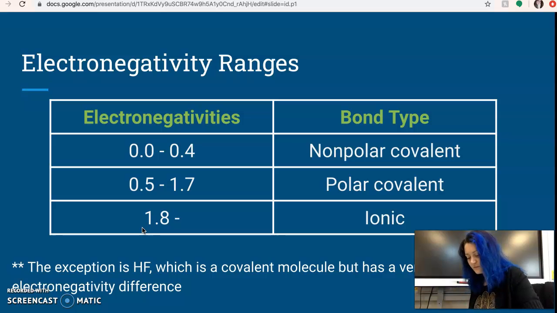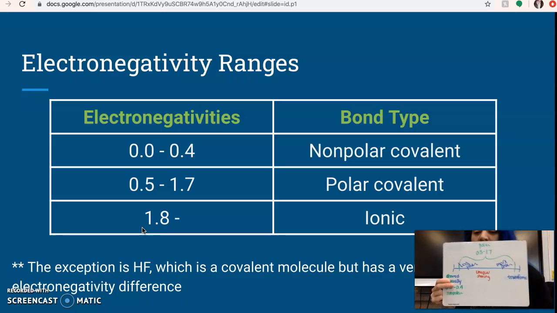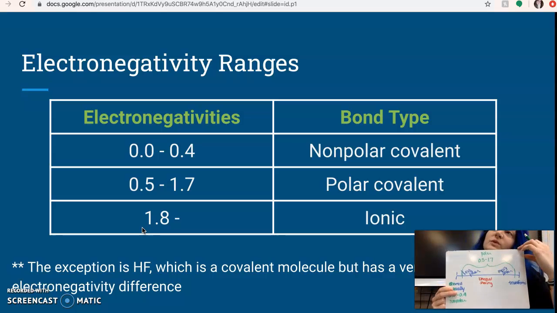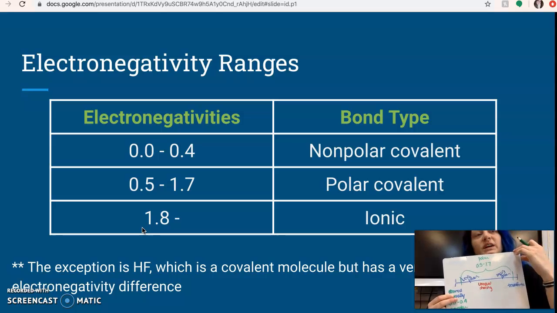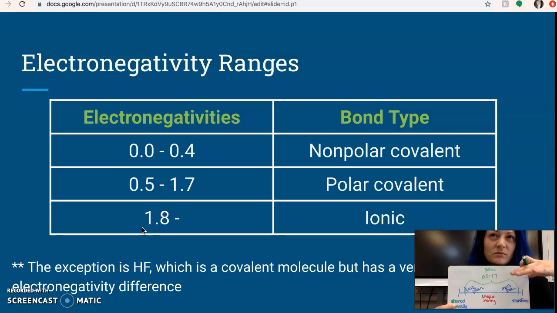All right. If the difference in electronegativity falls somewhere between 0.5 and 1.7, we say that those bonds are polar covalent. So again, if you're looking at my little spectrum here, this middle region of the spectrum, somewhere between purely covalent and purely ionic, is all the polar covalent range, and that's where you have unequal sharing. Somewhere between pure transfer and pure sharing.